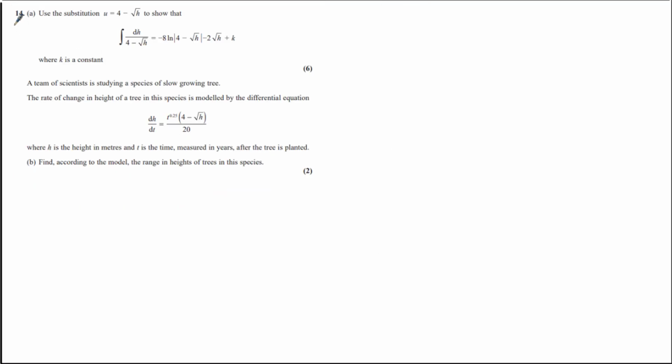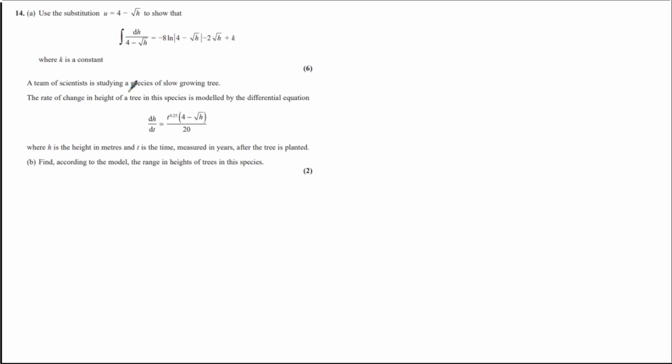Question 14 and the final one of the paper. Part A asks us to use the substitution u is equal to 4 minus the square root of h to show that the integral with respect to h of this function, 1 over 4 minus the square root of h, is equal to negative 8 ln of 4 minus the square root of h minus 2 root h plus k, where k is a constant. And this question is for 6 marks.